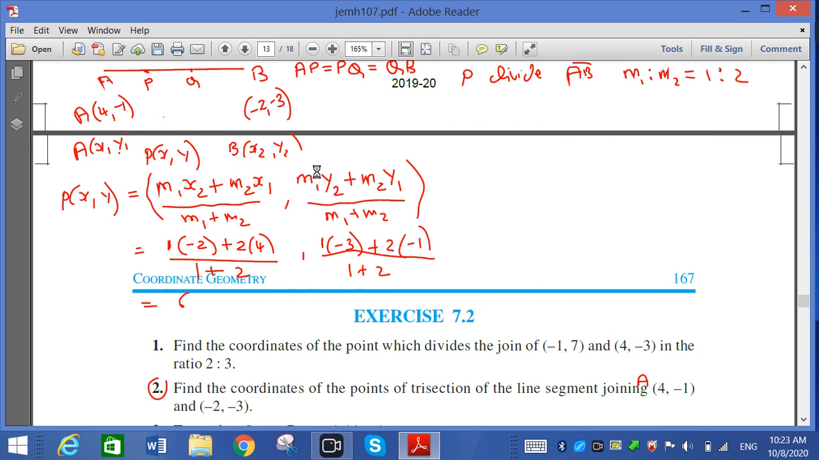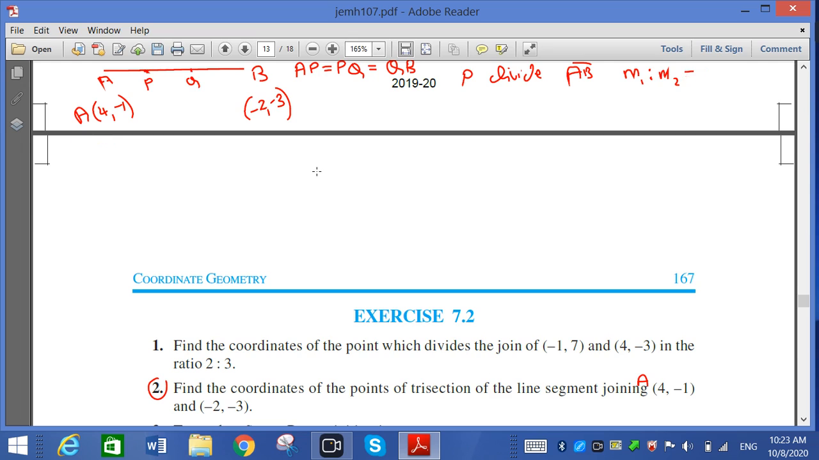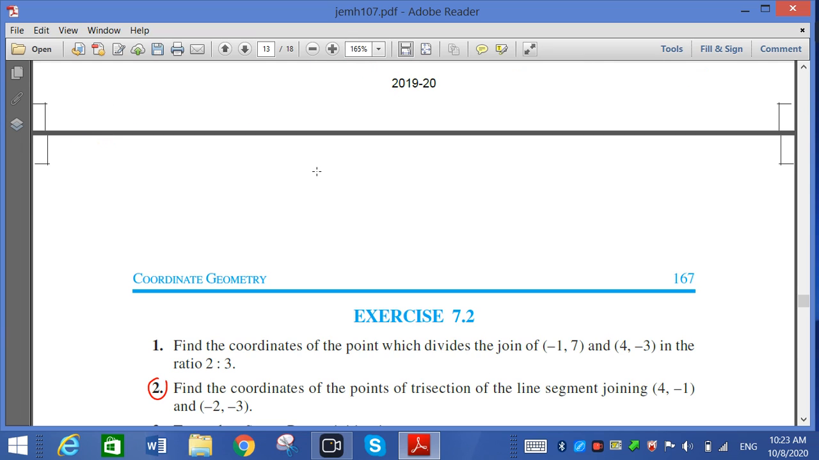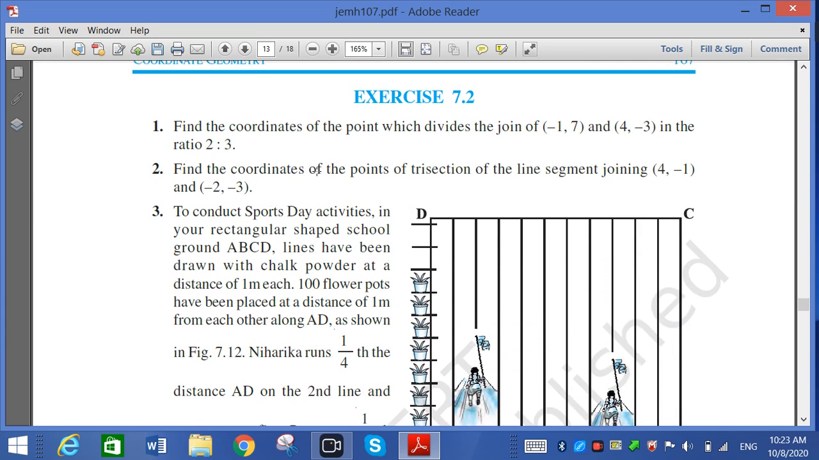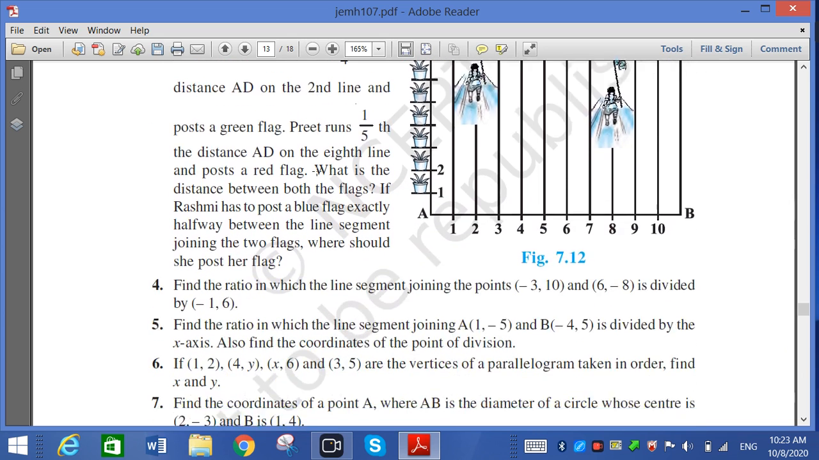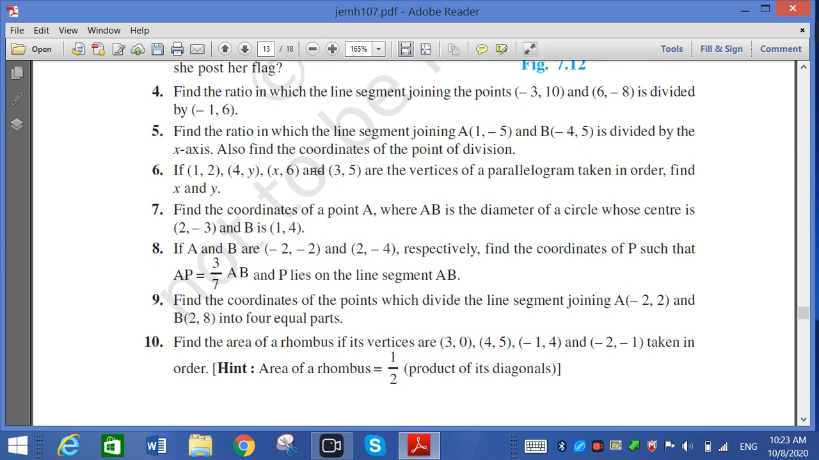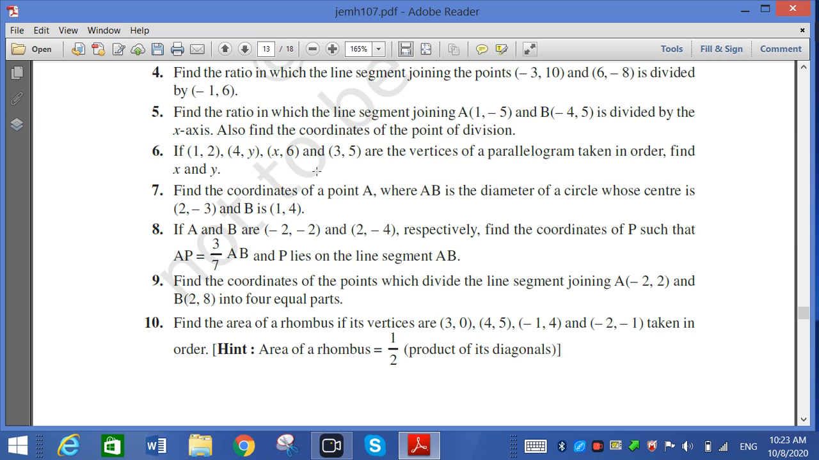That is now question number 3 or 4. Okay. Question number 3 is activity based, so we go directly to the fourth sum. Okay, so we go for the fourth sum.